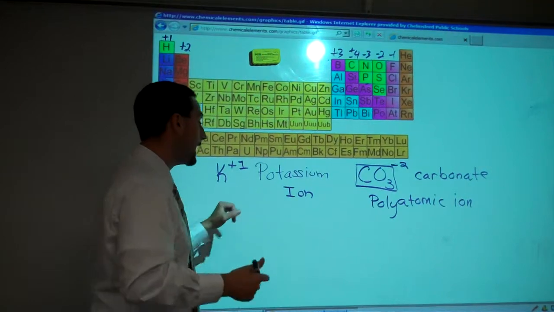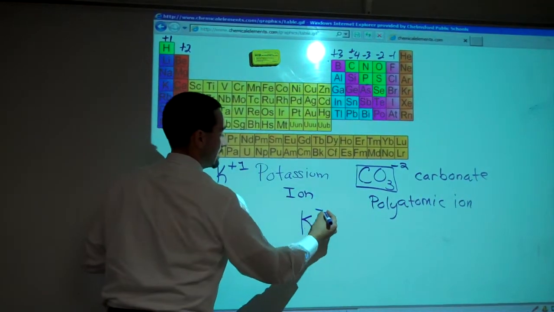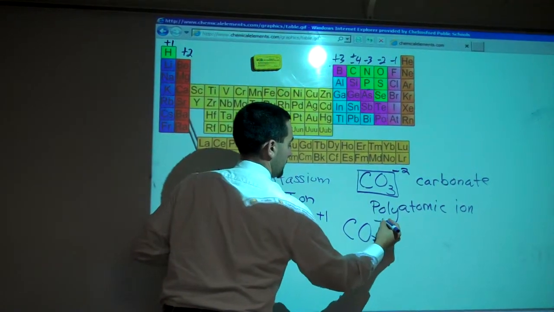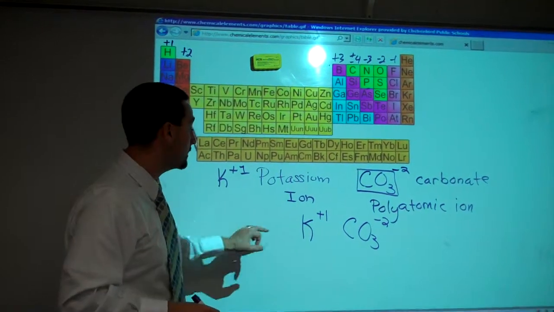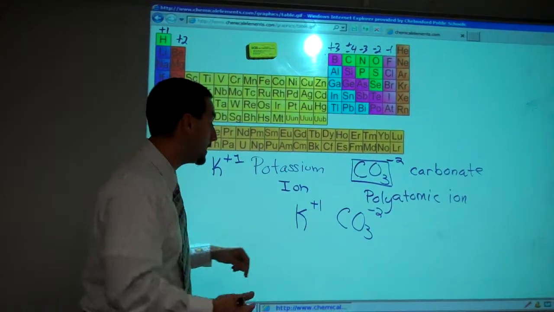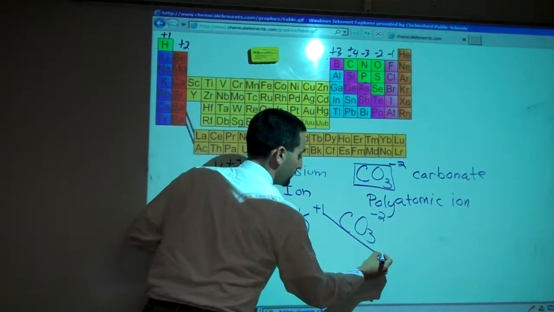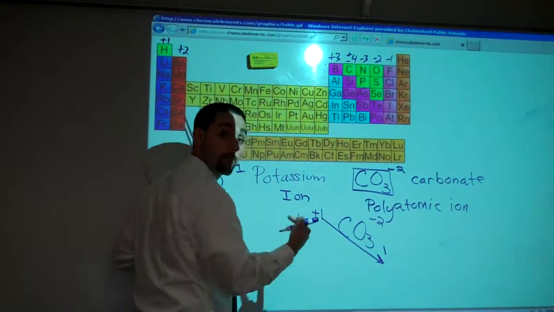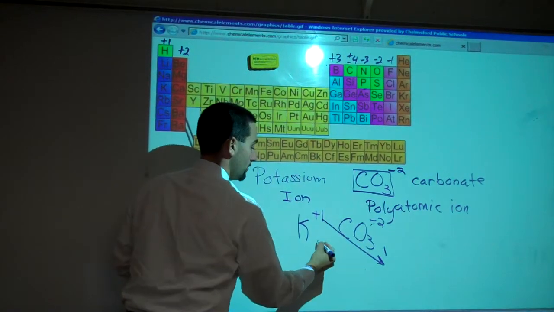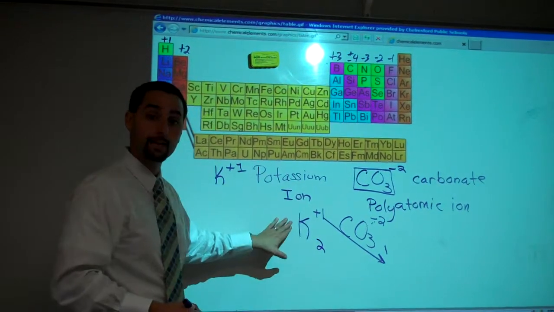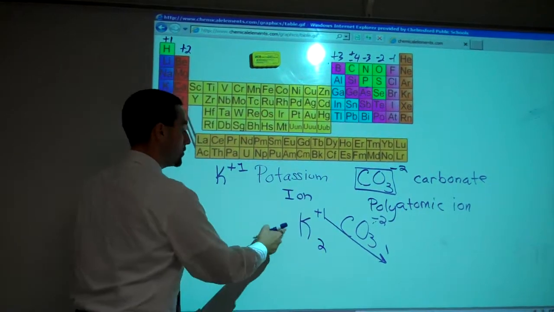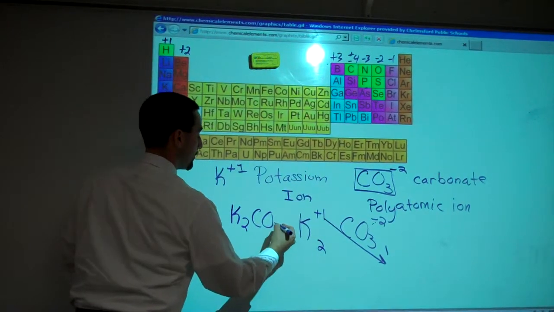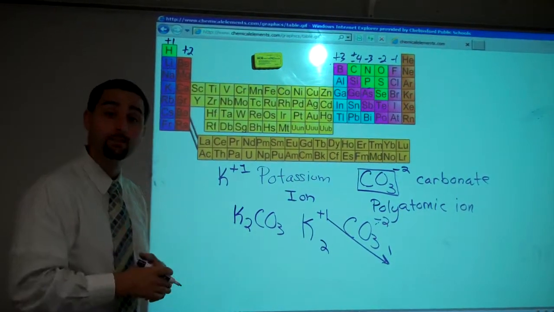So let's see what happens when K+1, potassium ion, gets together with carbonate. As mentioned previously, the 1 charge on the potassium cation gets crisscrossed down as a 1 for carbonate. And the 2 negative charge from carbonate gets crisscrossed down as a 2 for potassium. So we stick the 2 together. So what we get in the end here is K2CO3. Okay, and we name it as such.